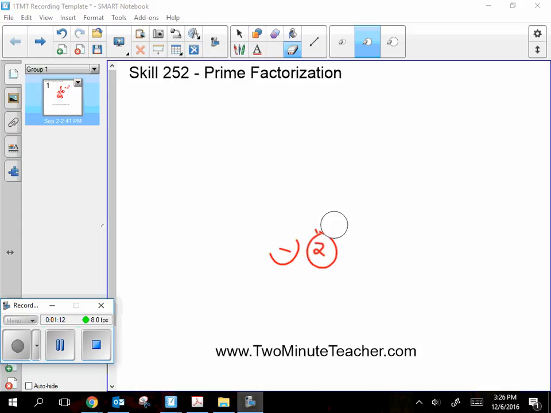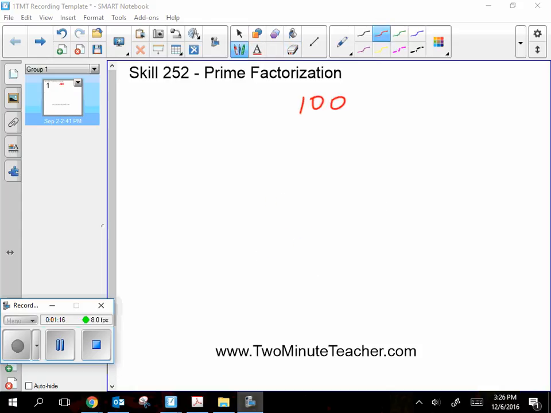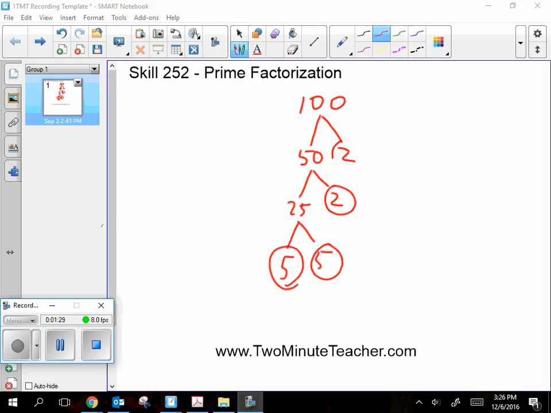Let's do another one. Let's say we had 100. There's a big one. If I wanted to prime factor that, first I'm going to do 50 times 2. Then I'm going to do 25 times 2. Then I'm going to do 5 times 5. And I can't split up anymore because that's a prime. This is a prime, this is a prime, and this is a prime. So this is 2 times 2 times 5 times 5. But of course, we'd probably write that more professionally as 2 squared times 5 squared. That's prime factoring in a nutshell.